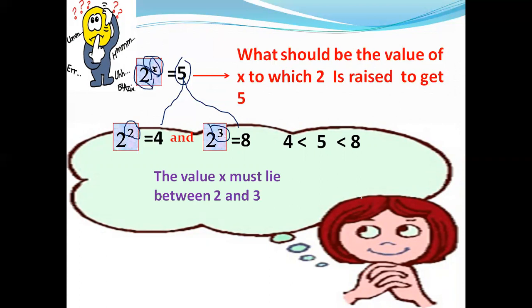So here, to find such x, we have to establish a new relation between x and 5. To find x such that 2 power x is equal to 5, we have to establish a new relation between x and 5. What is that new relation? That new relation is called logarithm.